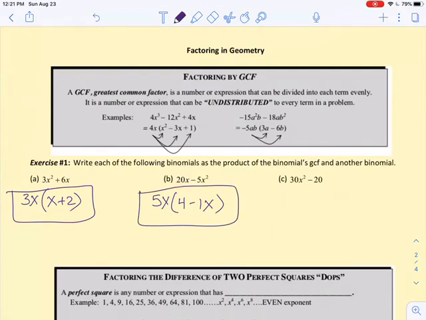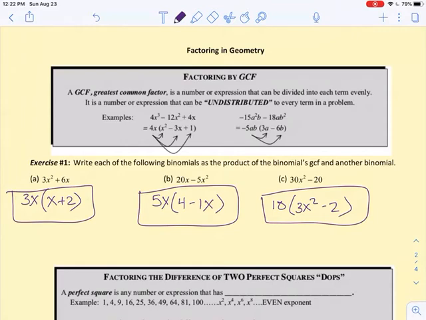And then C, 30 and 20, what's a common number that they both have, that they're both divisible by? 10. Now this time it's just the 10 because the 20 doesn't have an x, so I cannot factor out that x. So 30 divided by 10 is 3, and I leave the x squared, and negative 20 divided by 10 is negative 2. All right.